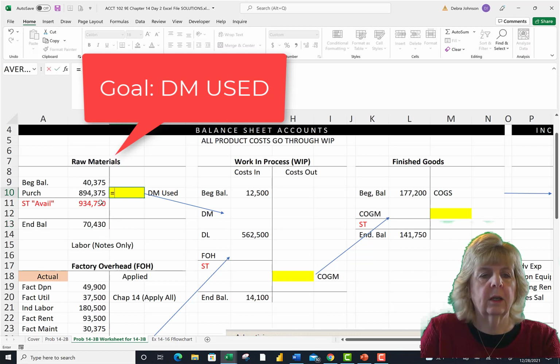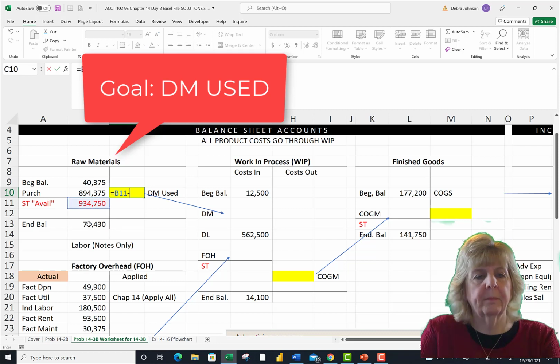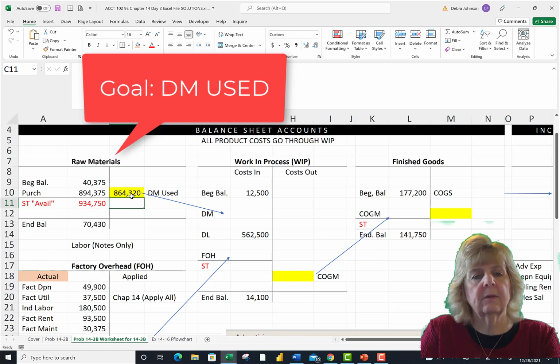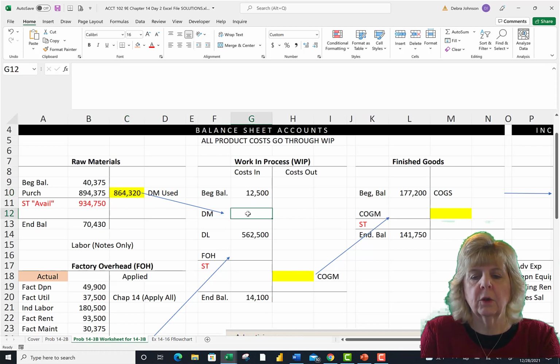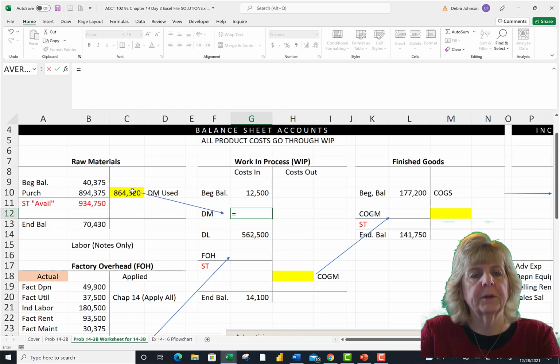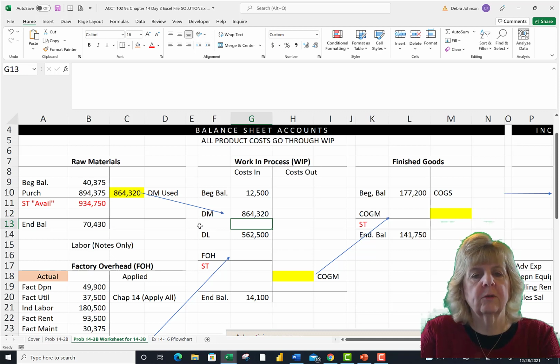Let me go ahead and compute that. And I got 864,320. That is a key number because once the raw materials are used up and placed in production, you transfer them over to the WIP account. So I'm going to use a cell reference in Excel, which means I'm going to type in equals, click on the amount, and press enter to transfer over those direct materials used.